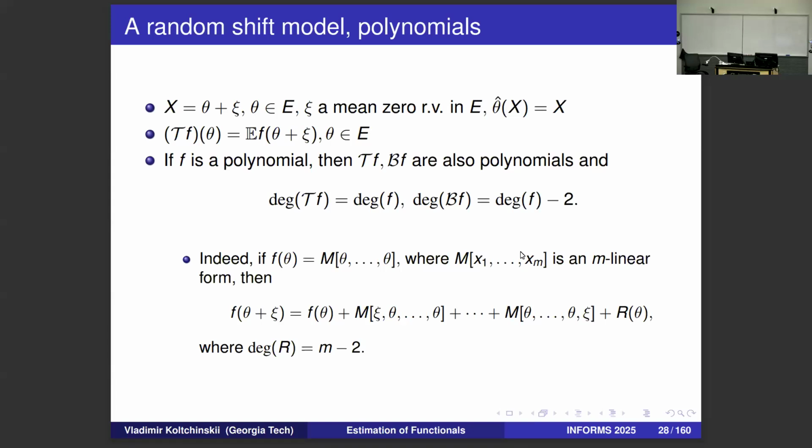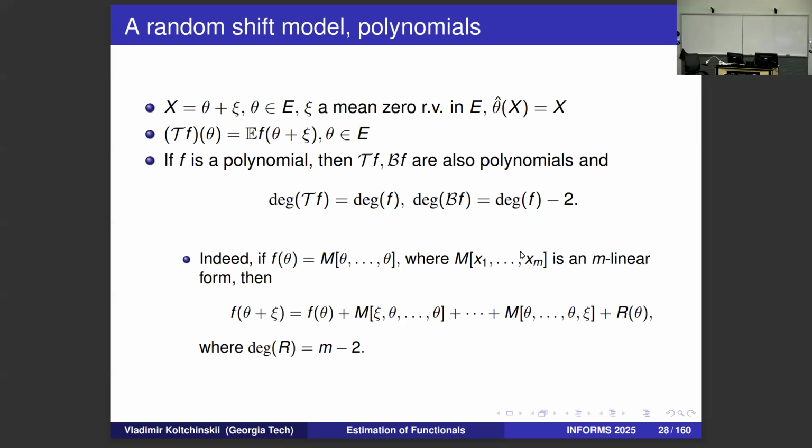And for this one, we can write f of theta plus xi, which is what is involved here, as f of theta plus these m terms, where we replaced theta by xi in one place, plus some remainder.